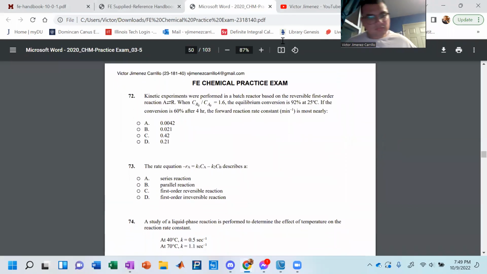72 states, kinetic experiments were performed in a batch reactor based on reversible first order kinetics. A forward reaction R, backwards reaction A, where R divided by A naught is 1.6, and the equilibrium conversion is 92% at 25, and the conversion is 60% after 4 hours. The forward rate constant in minutes is most nearly blank.